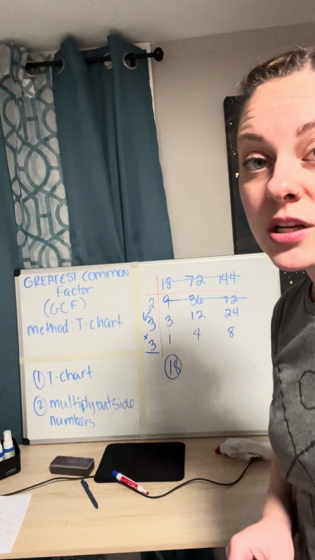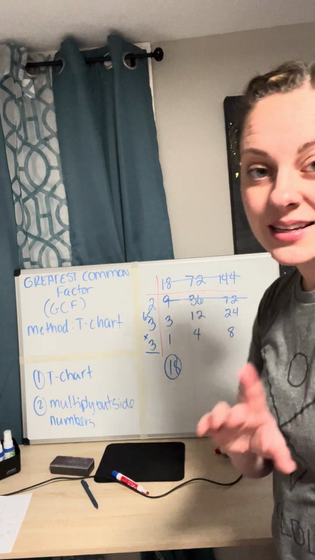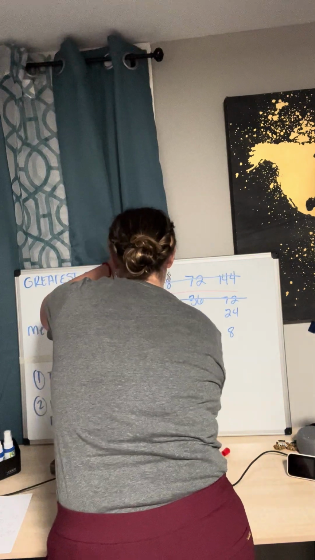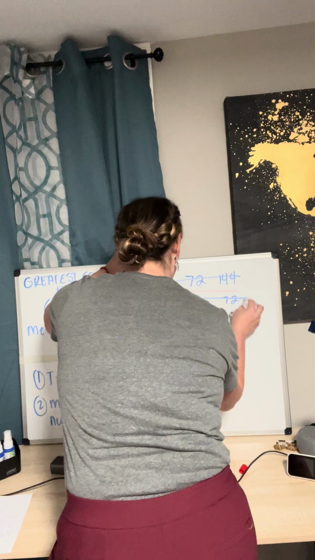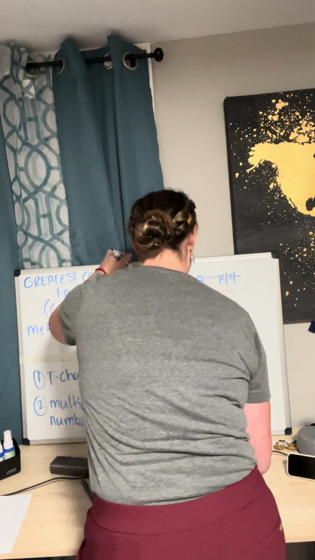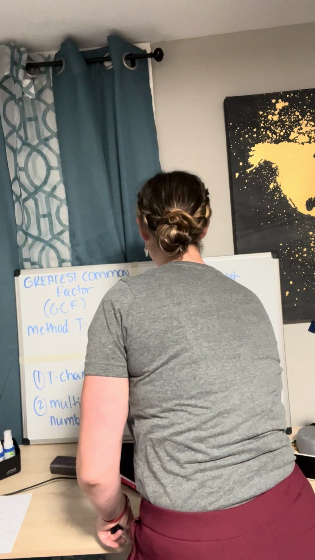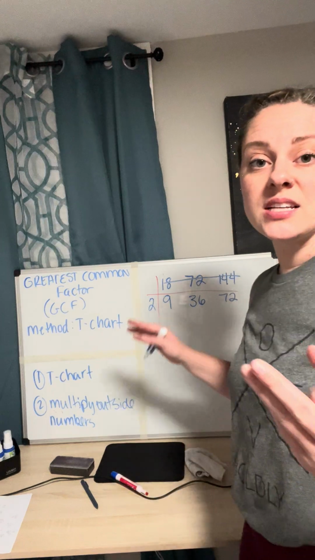Now, I said that you can do this in multiple ways. Look at my last numbers. 1, 4, 8. Check this out. I really did that. 9, 36, and 72. Is that what that was? Yeah. 9, 36, 72. All right, so remember I said you could take out a 3 or a 9.